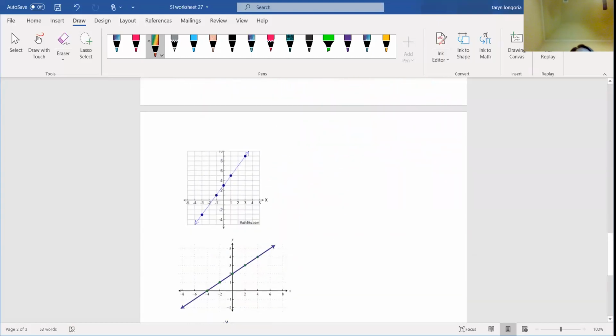Now for this next one, do the same thing. It's a positive graph. Do rise over run. So let's do these 2 points right here. So it's going up from 3 to 5, which is 2, and over 1. So your rise is 2, your run's 1, so it's going to be 2. So that's your slope. And then your b is 3. So y equals 2x plus 3.